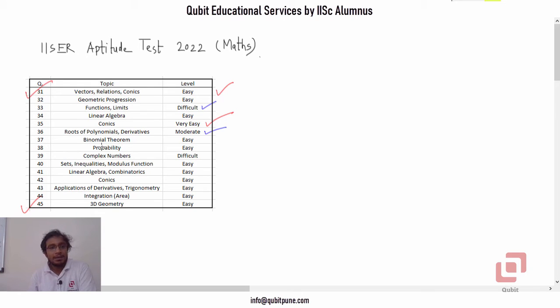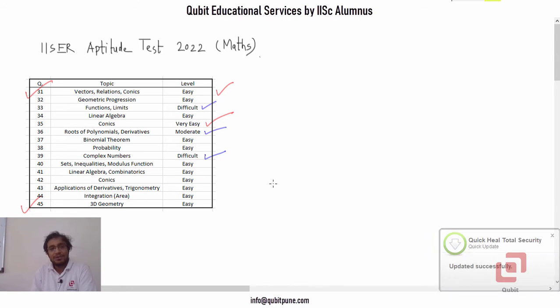Then there was a question on complex numbers which I found a bit more challenging. That need not obviously be the case with you, but I found it a bit difficult. I have actually solved it in two ways: by elimination of the other three options as well as by proving why this specific option is right. So that was on complex numbers.